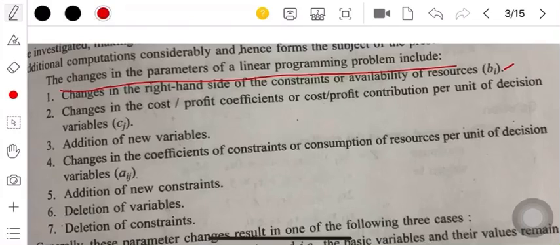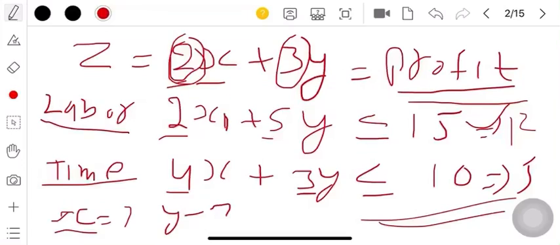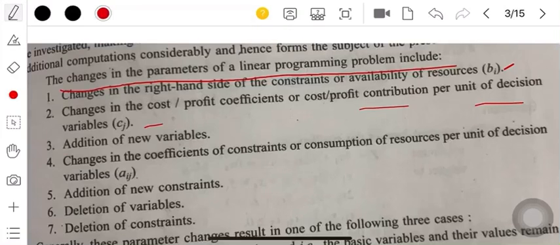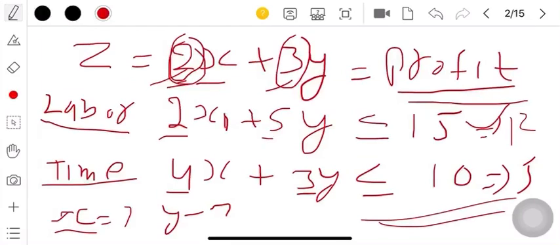The second case is change in the cost or profit coefficient, the profit contribution per unit of decision variable, c_j. Suppose the values 2 and 3 later change to 3 and 4. This is the second case. The third case is addition of new variables. Suppose in this objective function we are adding one new variable, say 3z. This is the third case.